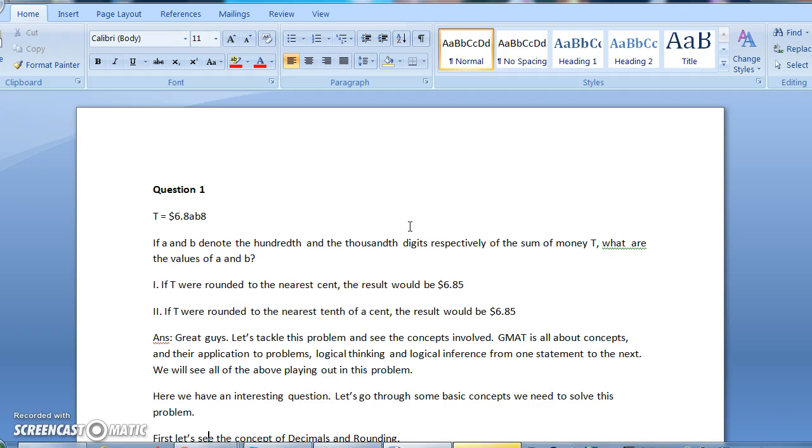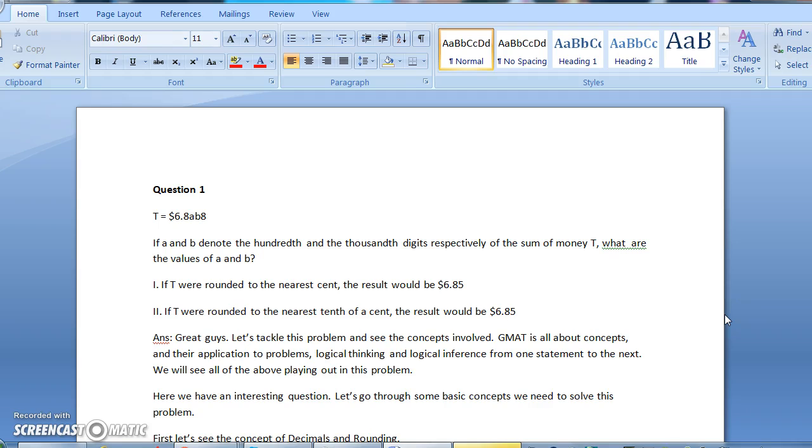Here's your first question. T equals $6.8AB, where A and B denote the hundredths and the thousandths digits respectively, of a sum of money T. What are the values of A and B? Statement 1 says if T was rounded to the nearest cent, the result would be 6.85, and the second statement says if T was rounded to the nearest tenth of a cent, the result would be 6.85.